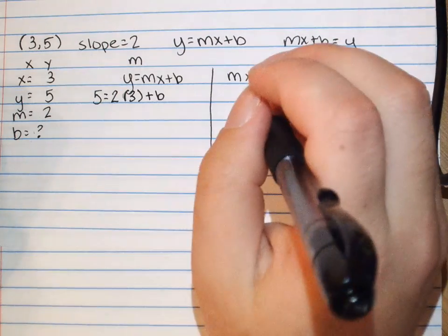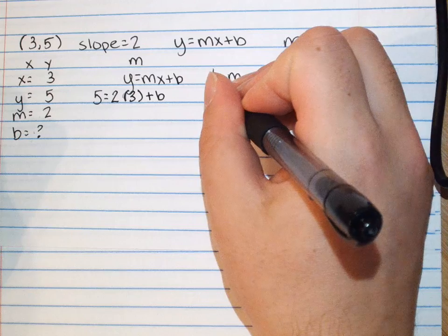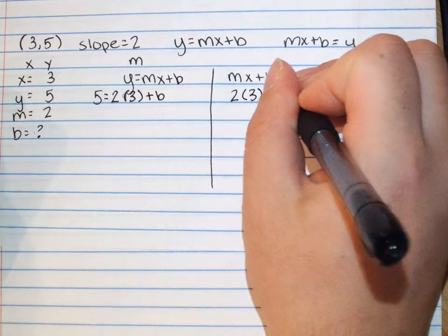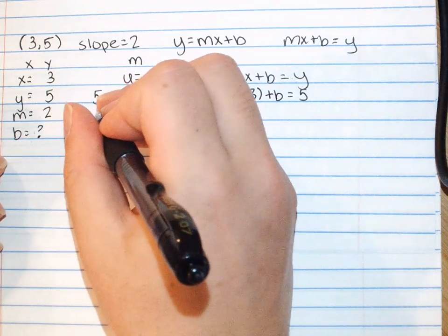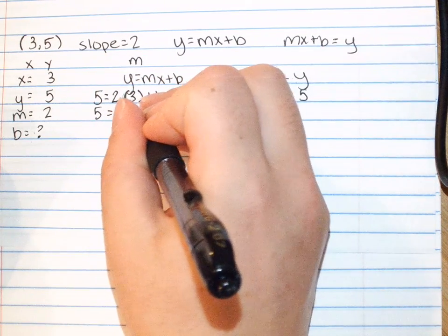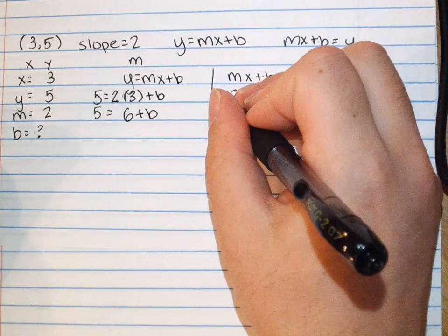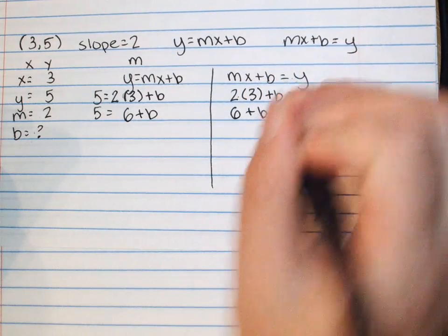And over here, we'll do the same thing. My m was 2 times 3 plus b equals 5. Okay. 5 equals 2 times 3 is 6. 6 plus b. 2 times 3 is 6. So 6 plus b equals 5.